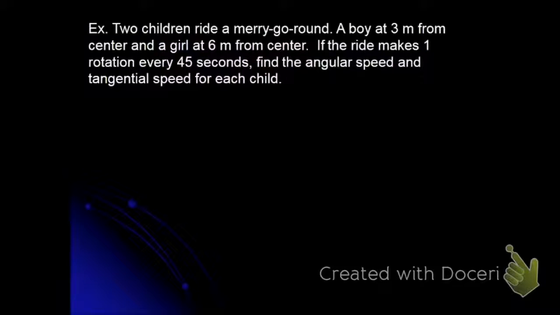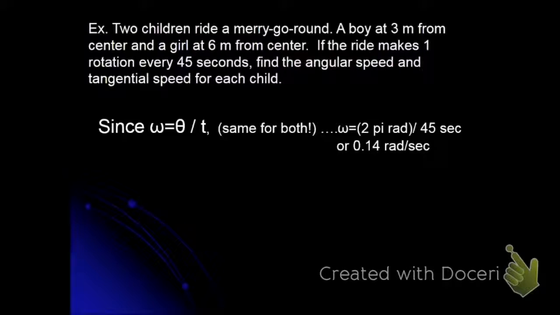So the angular speed is going to be just the displacement over time, and the angular displacement is one revolution, or one rotation every 45 seconds. So 2 pi radians is 1 rotation, and it happens in 45 seconds, which gives you a speed of 0.14 radians per second. Now we could convert that to revolutions per second, but we're going to leave it there as radians per second.